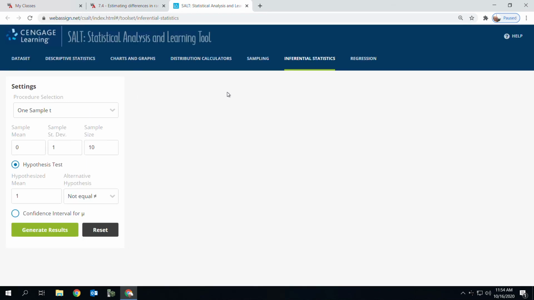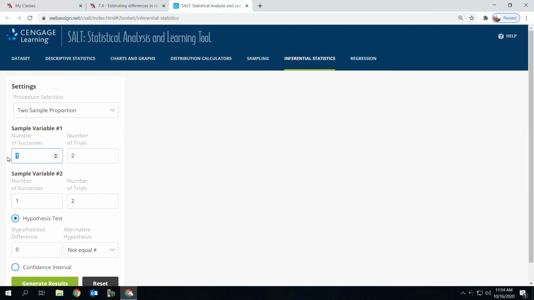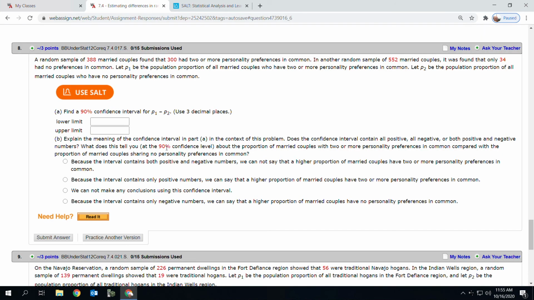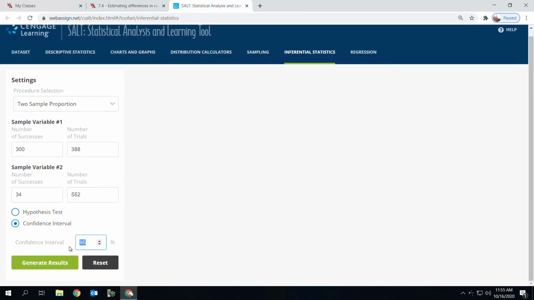All right, so let's open her up. Inferential statistics, 2 sample proportion. In the first group, we had 300 out of 388. In the second group, there were 34 out of 552. Switch over to confidence interval. We are asked to come up with a 90% confidence interval. So we're going to change this to 90. Generate results.